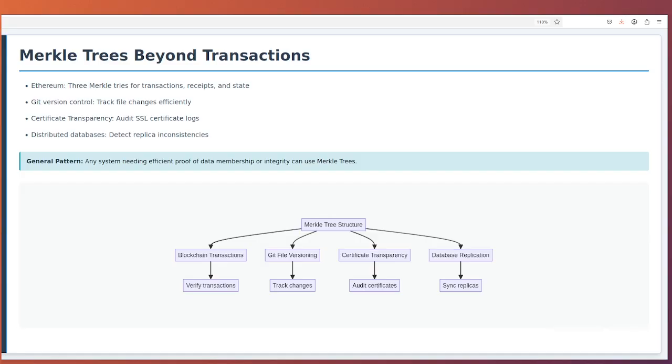Git, the version control system, uses a similar structure to efficiently track file changes. Certificate transparency logs use Merkle trees to create tamper-proof audit trails of secure sockets layer certificates. Distributed databases like Apache Cassandra use Merkle trees to efficiently detect data inconsistencies across replicas. The pattern is the same everywhere. Organize large datasets in a hash tree to enable efficient verification of individual elements. Any system that needs to prove data membership or integrity without processing everything can benefit from this structure.